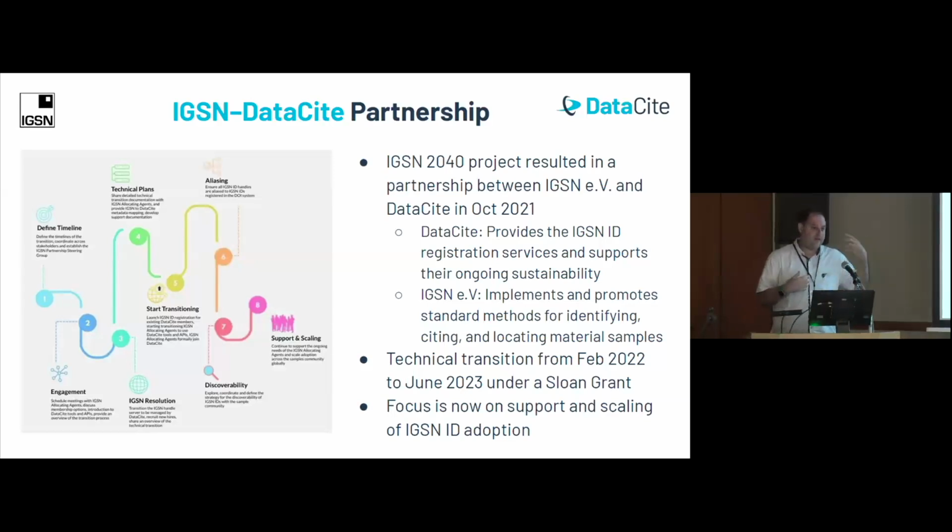The first phase of the project, which was from February 2022 to June 2023, under a grant from the Sloan Foundation, was about the technical transition. So bringing the IGSN ID infrastructure underneath DataCite's technology stack, and also bringing the IGSN current membership underneath DataCite as well. Since then, the focus has been on support and scaling the IGSN ID adoption.